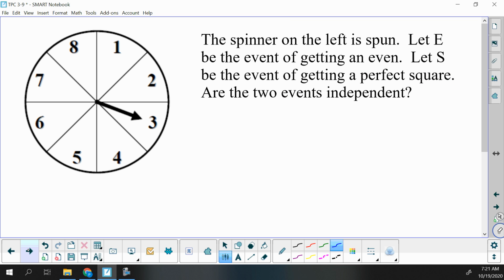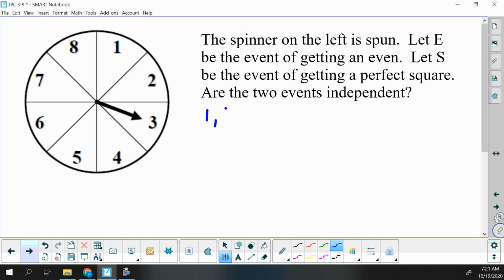All right, last one for the video today on page 61. We've got a spinner here, numbers 1 through 8. All of the spaces are of equal size. E is going to be the probability of getting an even. S is going to be getting a perfect square. Are the two events independent?